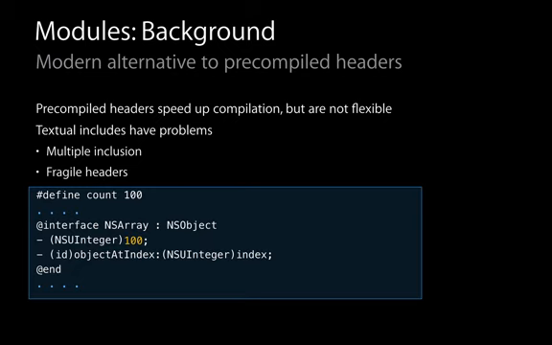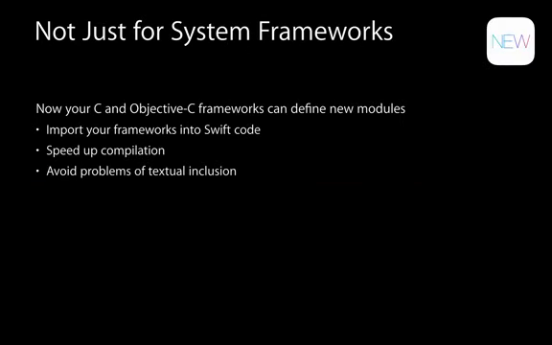Until now, modules have only been available for the system frameworks. New in Xcode 6, you can now define modules for your own frameworks as well, for C and Objective-C. Besides fixing the problems we just looked at, this also gives you a way of importing your own framework into your Swift code. And as Jim mentioned, there's another session on integrating Swift with Objective-C that I encourage you to watch to learn more about that.